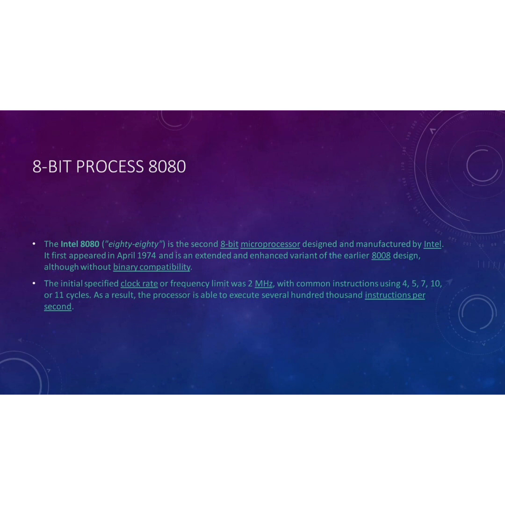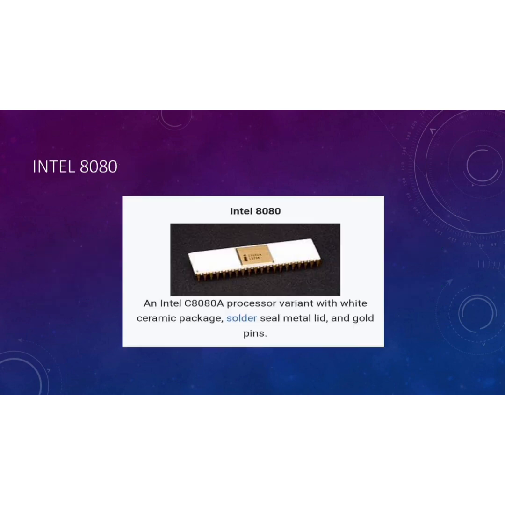Next, 8-bit processor 8080. The Intel 8080 is the second 8-bit microprocessor designed and manufactured by Intel. It appeared in 1974 and is an extended and enhanced variant of the earlier 8008 design. Then it is specified clock rate or frequency limit of 2 MHz with common instruction using 4, 5, 7, 10 or 11 cycles. As a result, the processor is able to execute several 100,000 instructions per second.